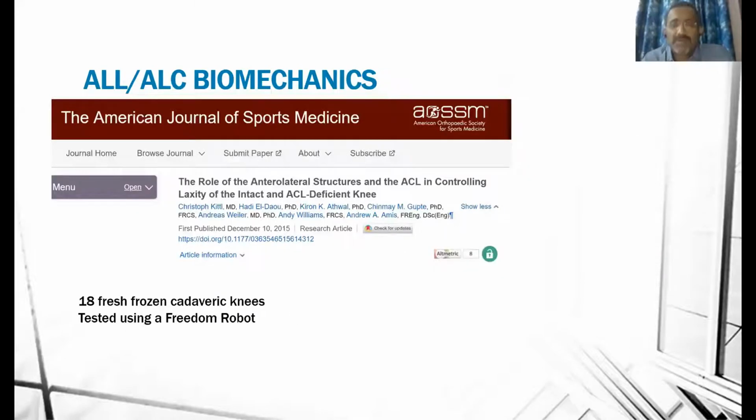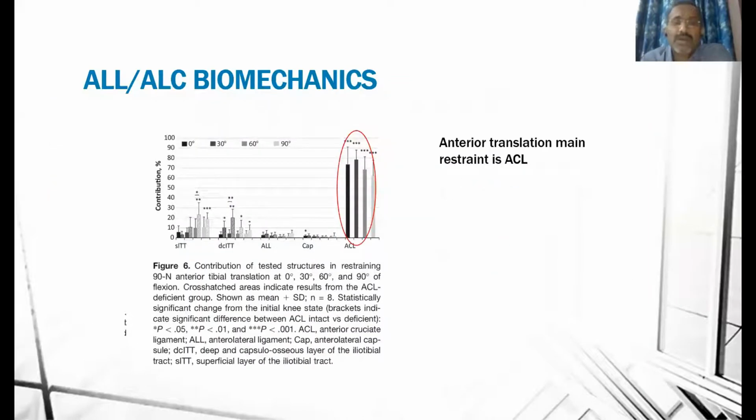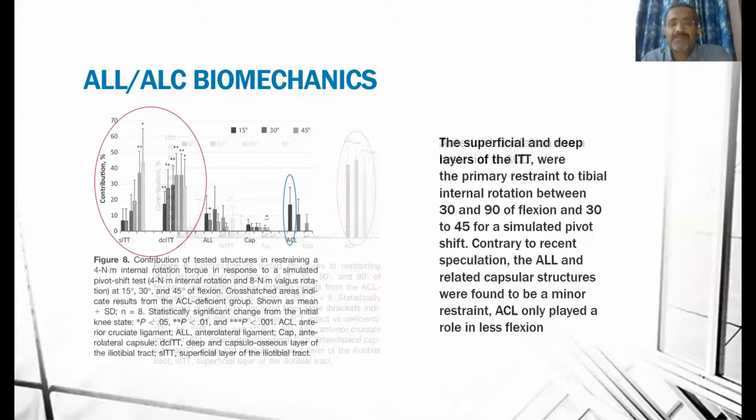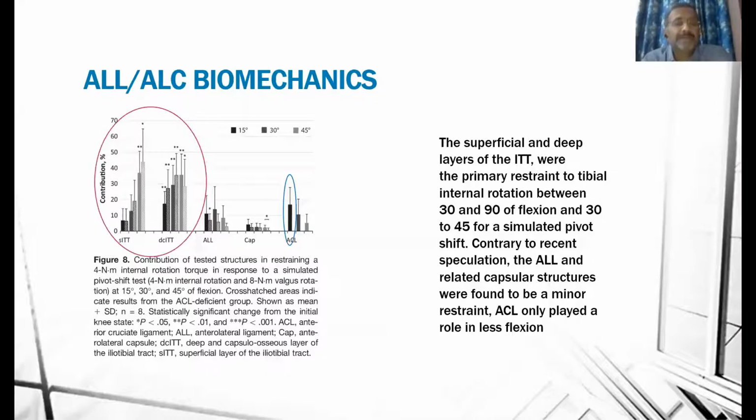A little bit about the biomechanics. I know it's a little bit of a boring topic, but we need to know why we want to do this ALL or extraarticular tenodesis. Christopher Kittl did a study with cadaveric knees on a robot, and they found that if you cut the ACL, it's the main restraint for anterior translation. But when it comes to rotation, they found that the superficial and deep layers of the IT band were the primary restraint for tibial internal rotation between 30 and 90 degrees of flexion. And they found the ALL also contributes, but not as major as the IT band.